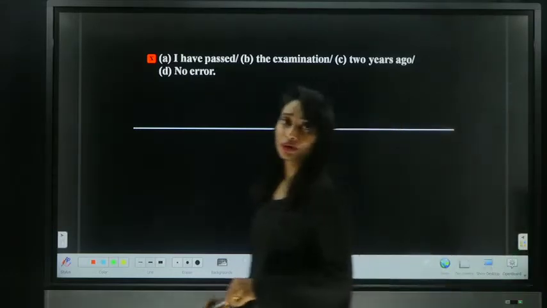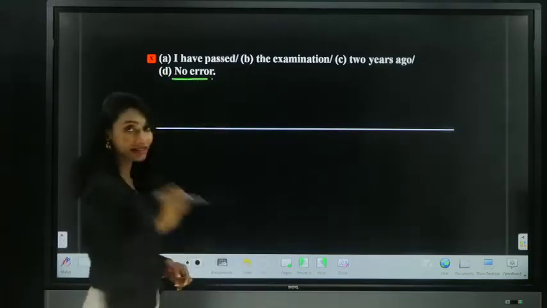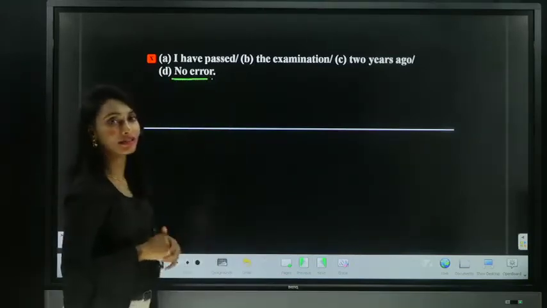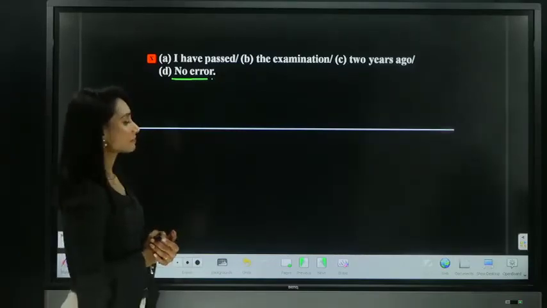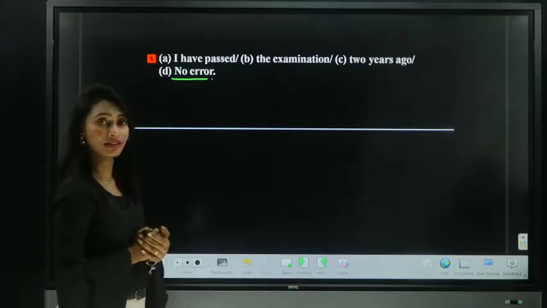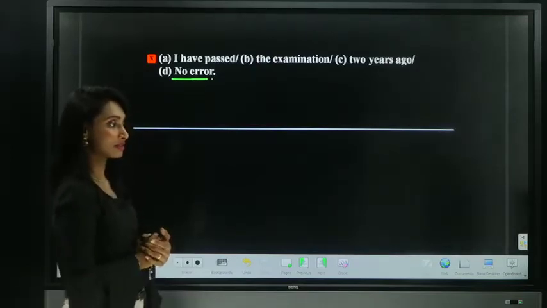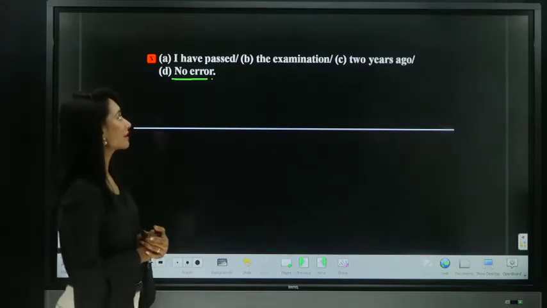Yes, Sunny, you are correct. So Swapna, it is not "no error." There is an error. Sunny, you're right, but what is the correct part? What do you think is the correction? I told you there is a time indicator. So what do you think is a correction? Your option is correct, Sunny, but what is the correct part?